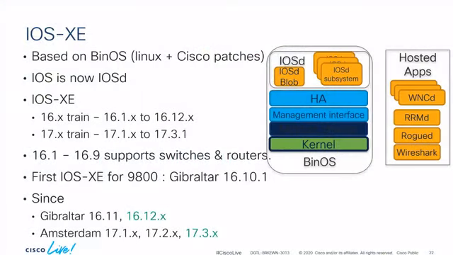Talking about the software architecture, IOS XE is the software that runs on the 9800 platforms. This IOS XE code is based on Binary OS, or BinOS, which is nothing more than the Linux kernel with some custom Cisco patches. What the Linux kernel allows us to do is implement all the processes that we have as Linux daemons, as process daemons. So what was classic IOS functionality can now be implemented as an IOS daemon.